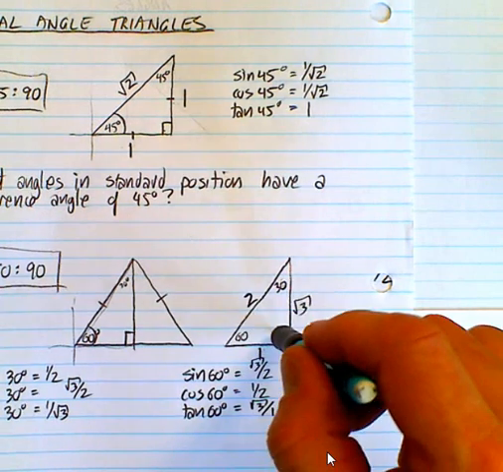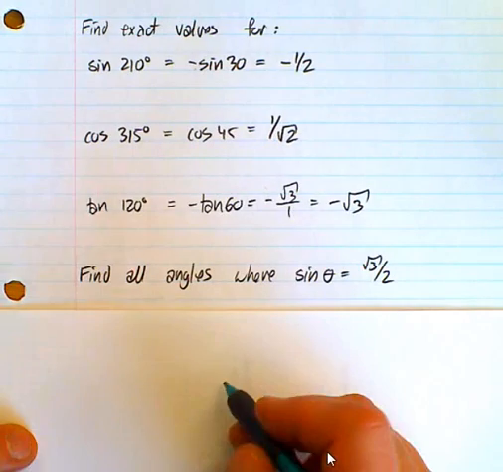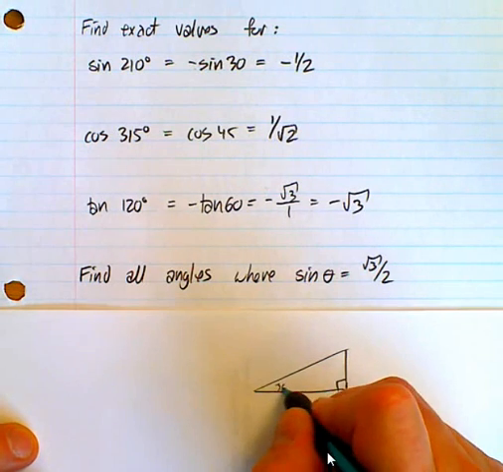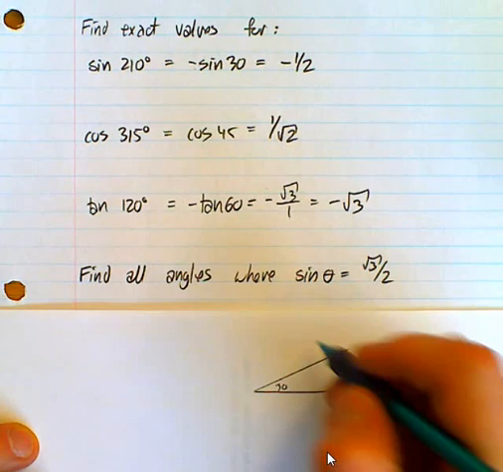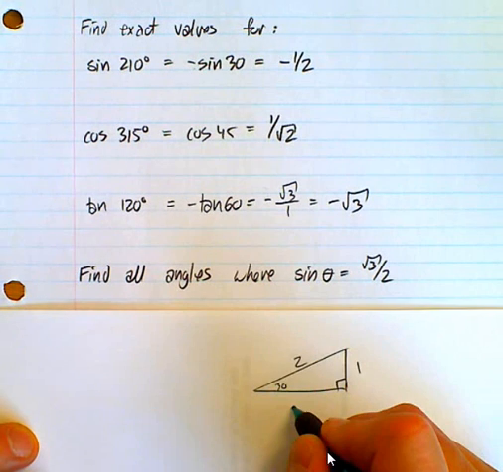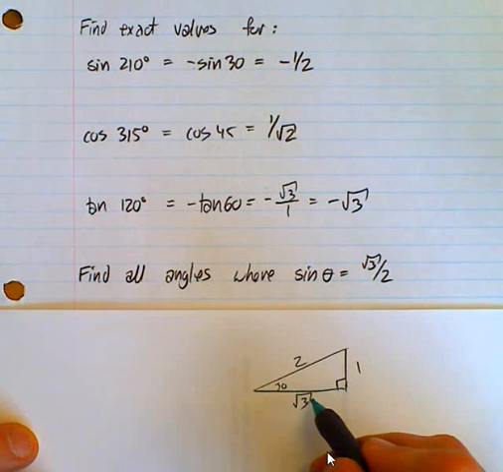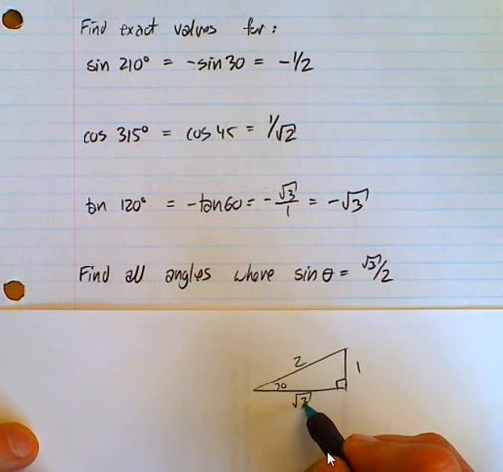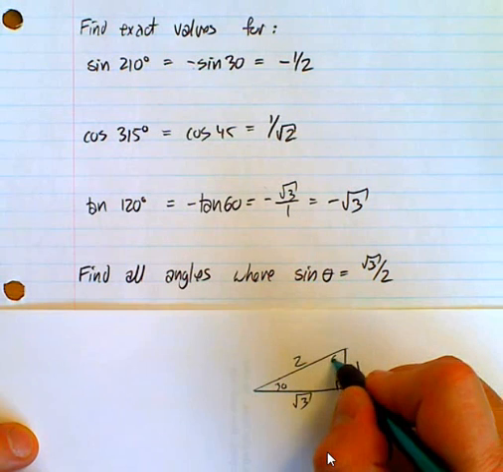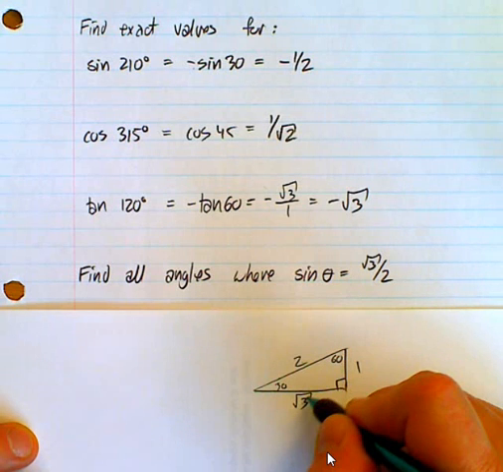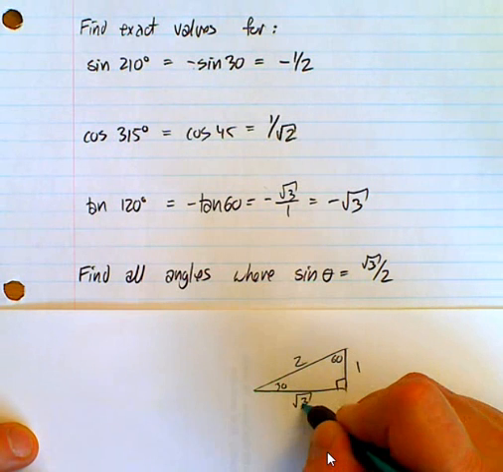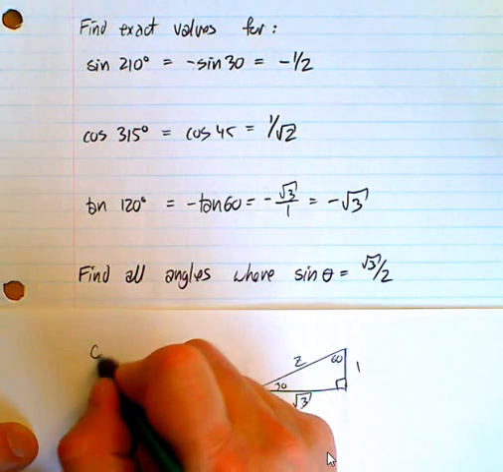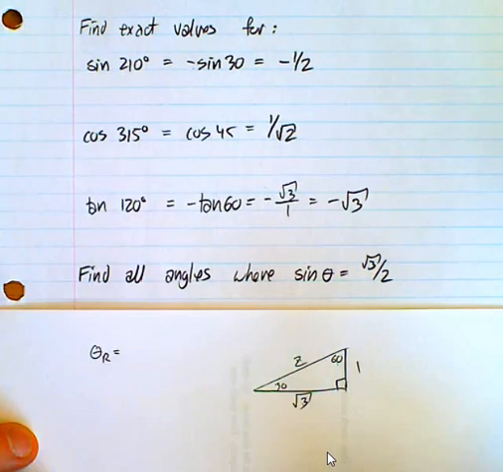Okay, so let's draw that up. Let's draw up a 30, 60, 90. 30 degrees. Short side is 1, long side is 2, other side is root 3. So root 3 over 2. Opposite over hypotenuse, which means you have to be looking at this angle. Root 3 over 2. That's opposite over hypotenuse. So it means that theta, the reference angle, is 60 degrees.